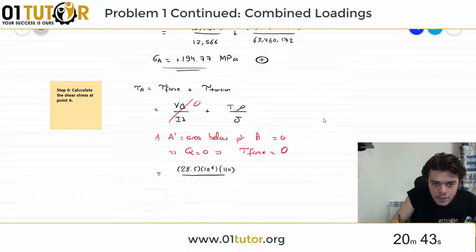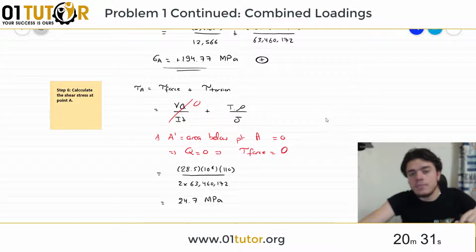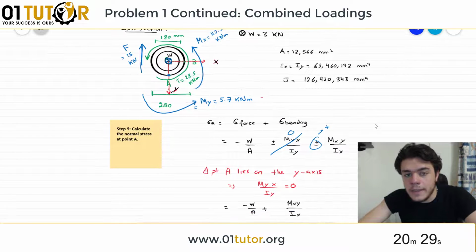calculated earlier. So I'm going to just write 2 times 63,461,72, which is 2 times I, 24.7 megapascal. And what's the direction of the shear stress at point A?